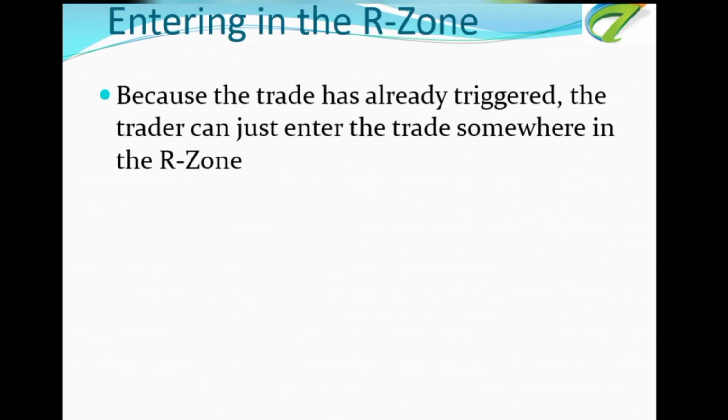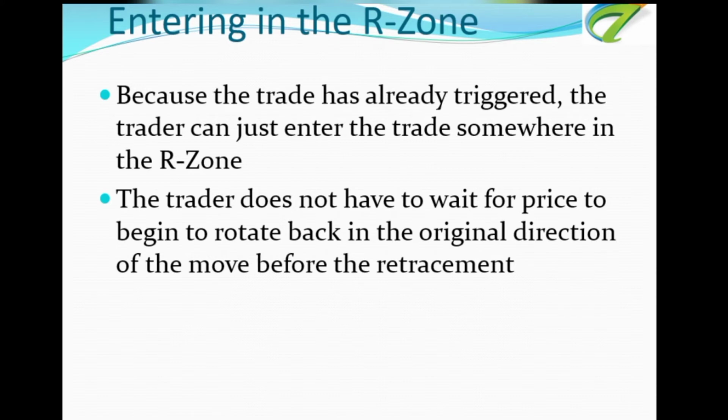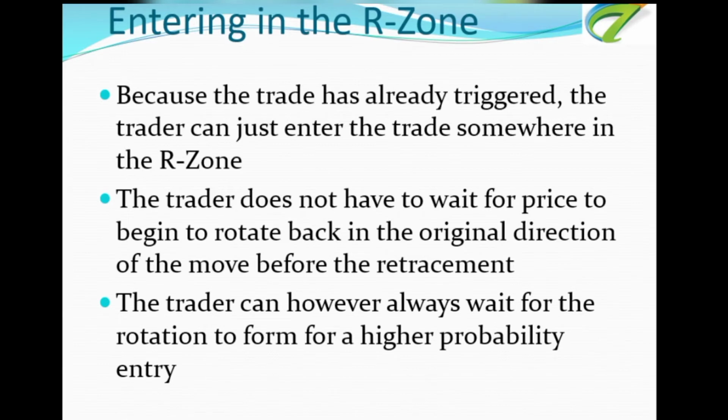Because the trade has already triggered, the trader can just enter the trade somewhere in the R zone. The trader does not have to wait for price to begin to rotate back in the original direction of the move before the retracement. No need to wait to kiss the trend line goodbye if the position size and reward to risk ratio are well enough. Don't wait for better price once you already have logical trade trigger reasons. The trader can, however, always wait for the rotation to form for a higher probability trade.